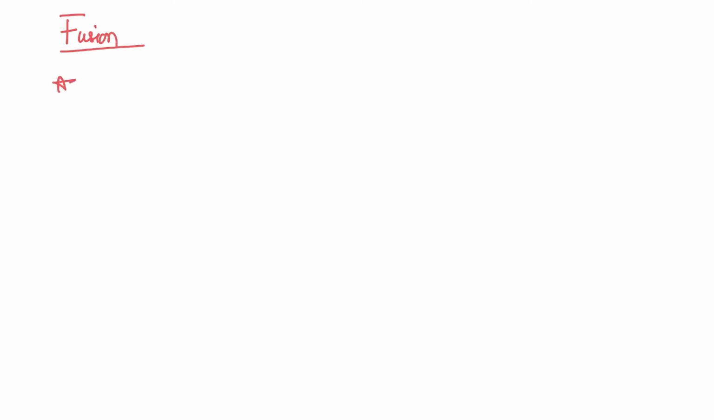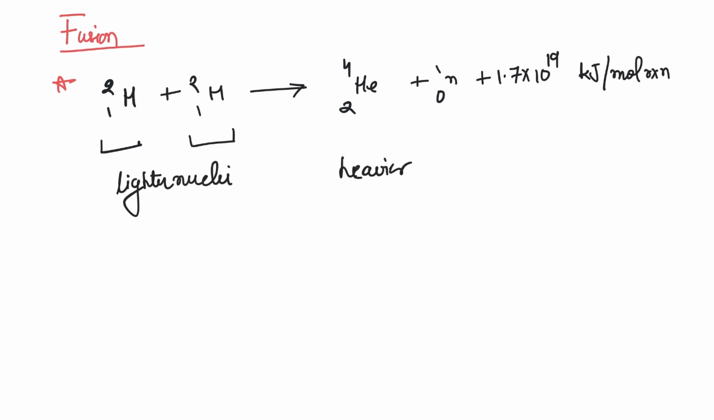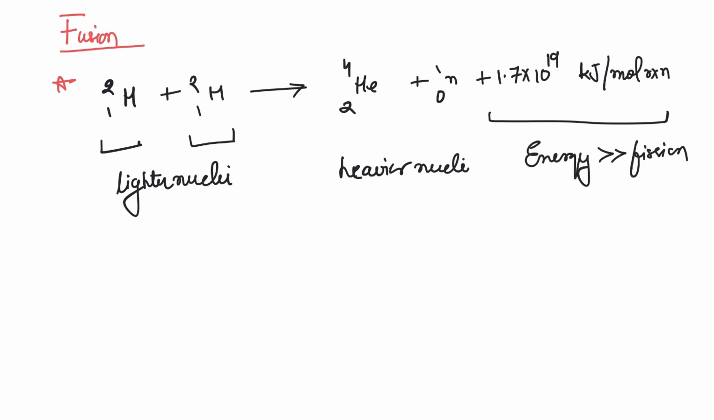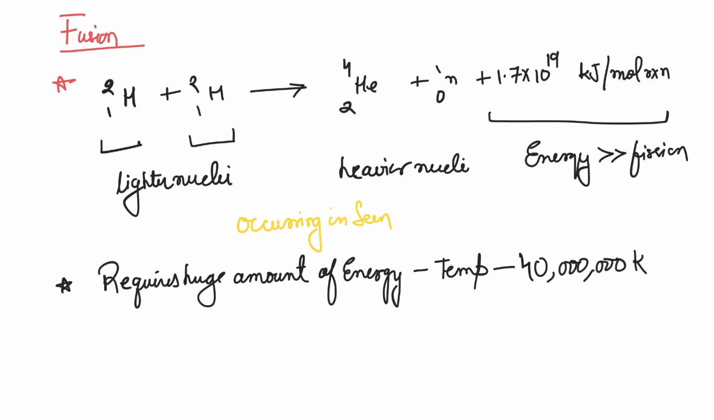Now I'll quickly talk about fusion. Fusion means combining. So let's imagine two hydrogen atoms combining together to form a helium atom, right? Again, that requires a huge amount of energy. Two lighter nuclei combine to form a heavier nucleus, but the energy released is much more. This is what occurs in the sun, thanks to the spectrophotometric measures that we have taken. In order for nuclear fusion to occur, you must provide a temperature of around 40,000,000 Kelvin, right? This is what happens in thermonuclear or hydrogen bombs.